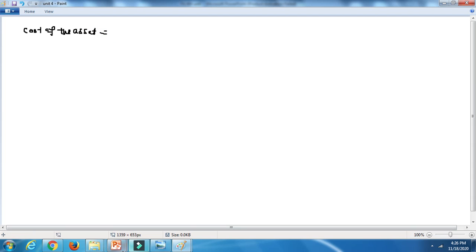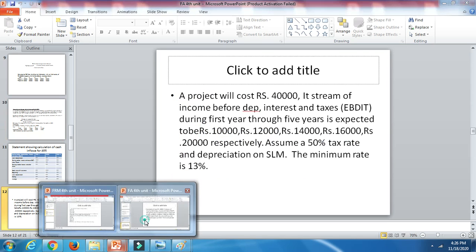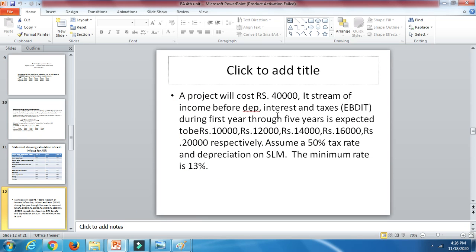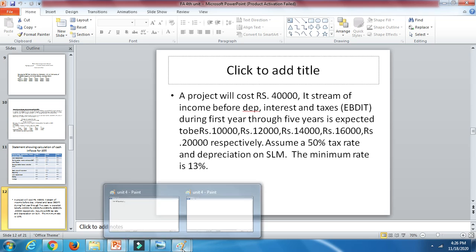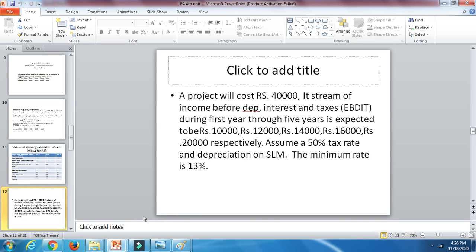Cost of the asset, how much has he given you? 40,000. Then what has he given you? EBDIT for 5 years: 10,000, 12,000, 14,000, 16,000, and 20,000. So let's take all these years' values as such.